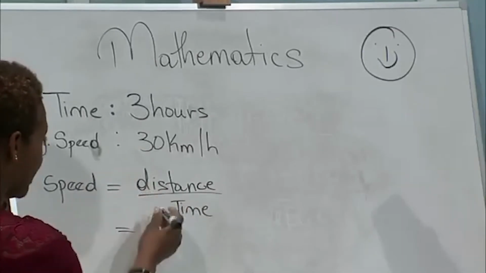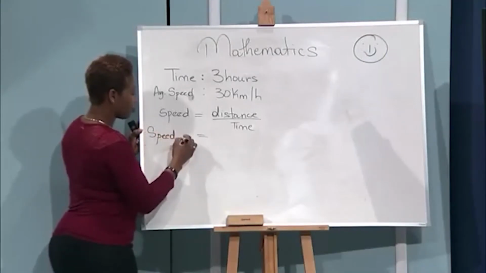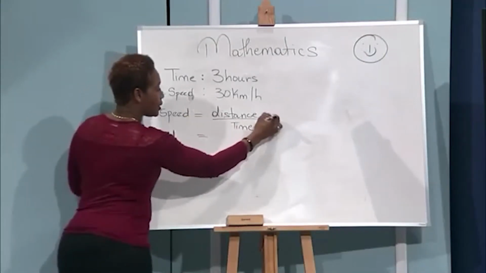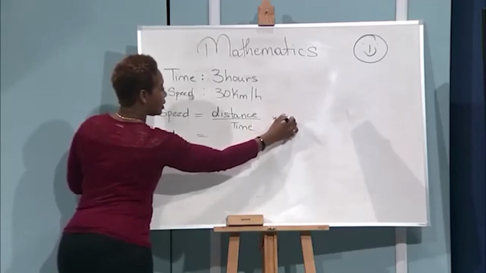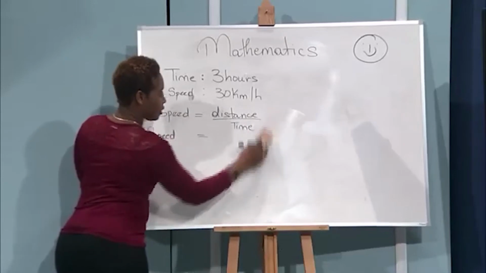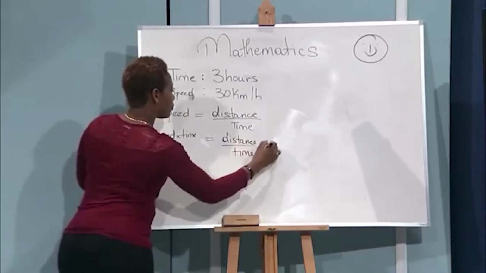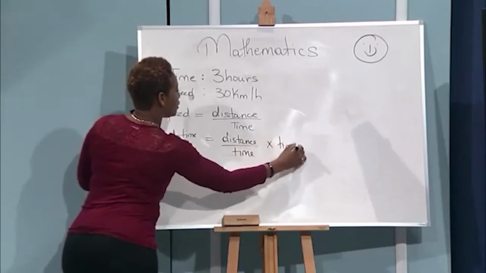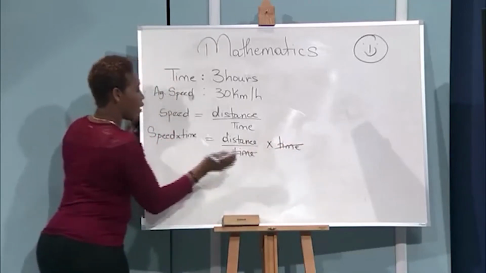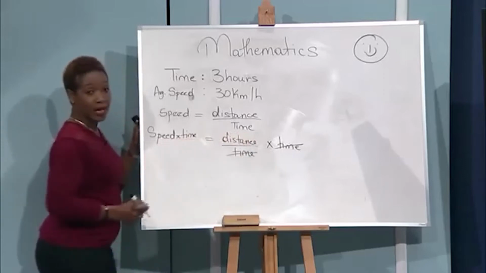So we can now transpose this formula to find distance. I'm just going to keep the speed on this side here. We can multiply both sides by time. So time there, and then I'm going to put it below it. Over time multiplied by time. I'm just putting this here for you to see what happens to the time there. So distance is equal to speed multiplied by time.